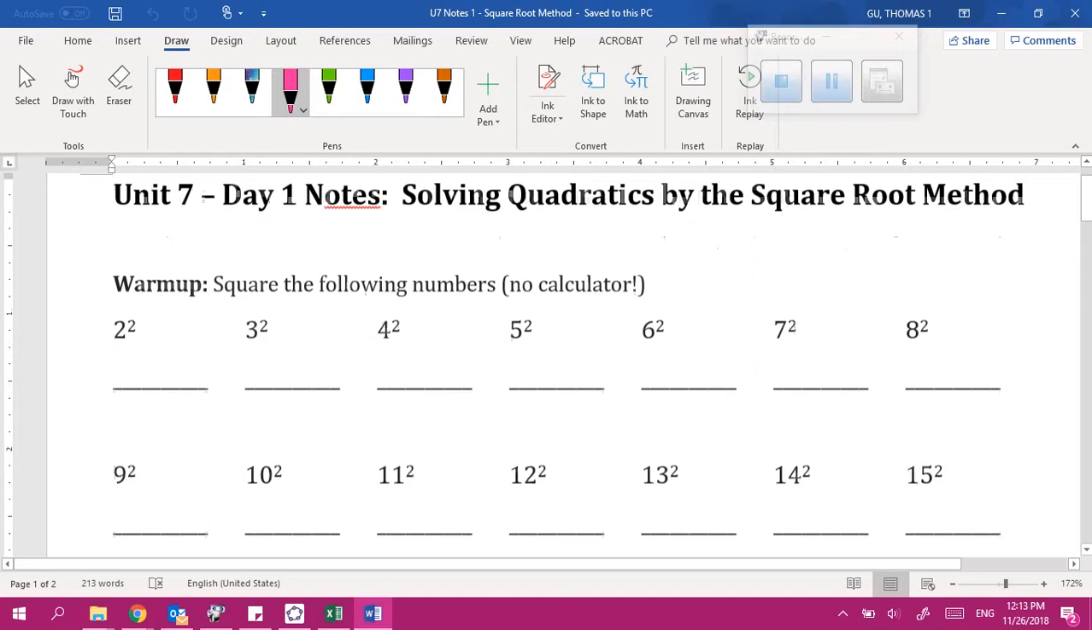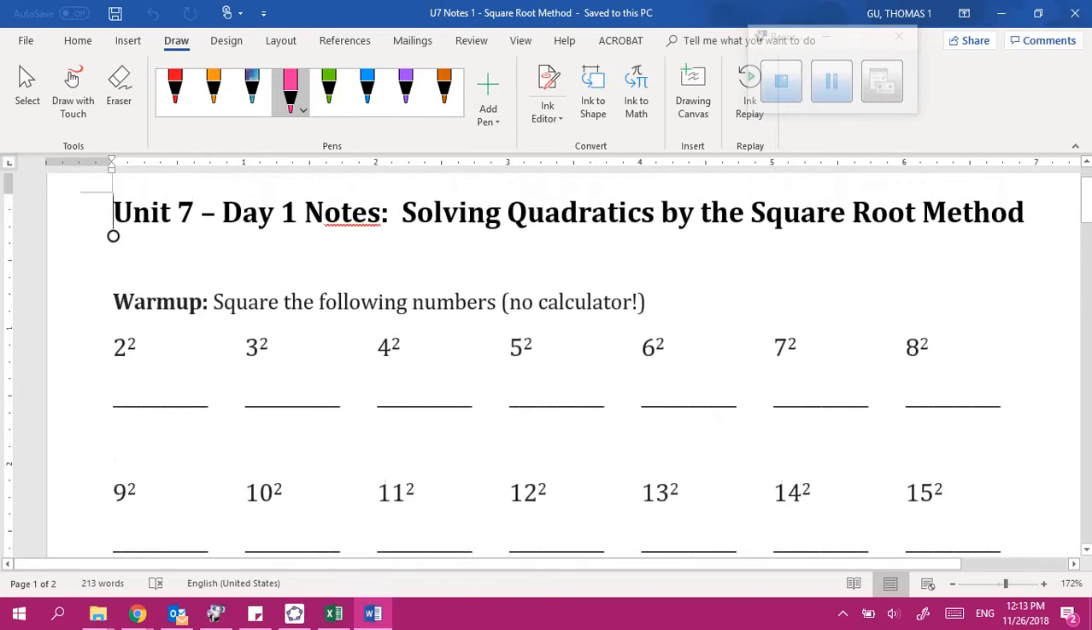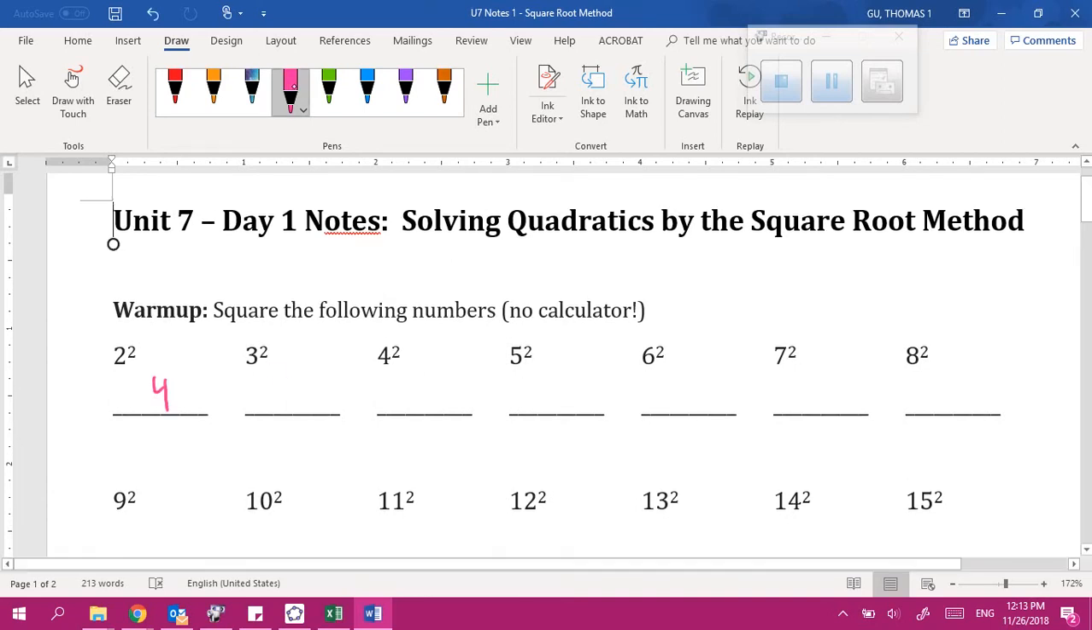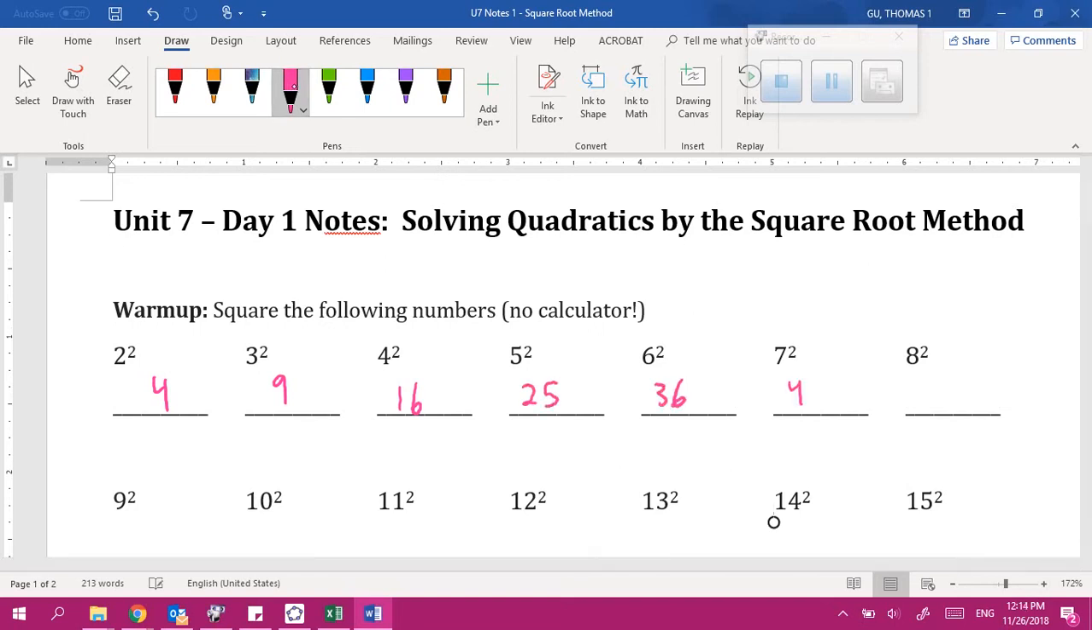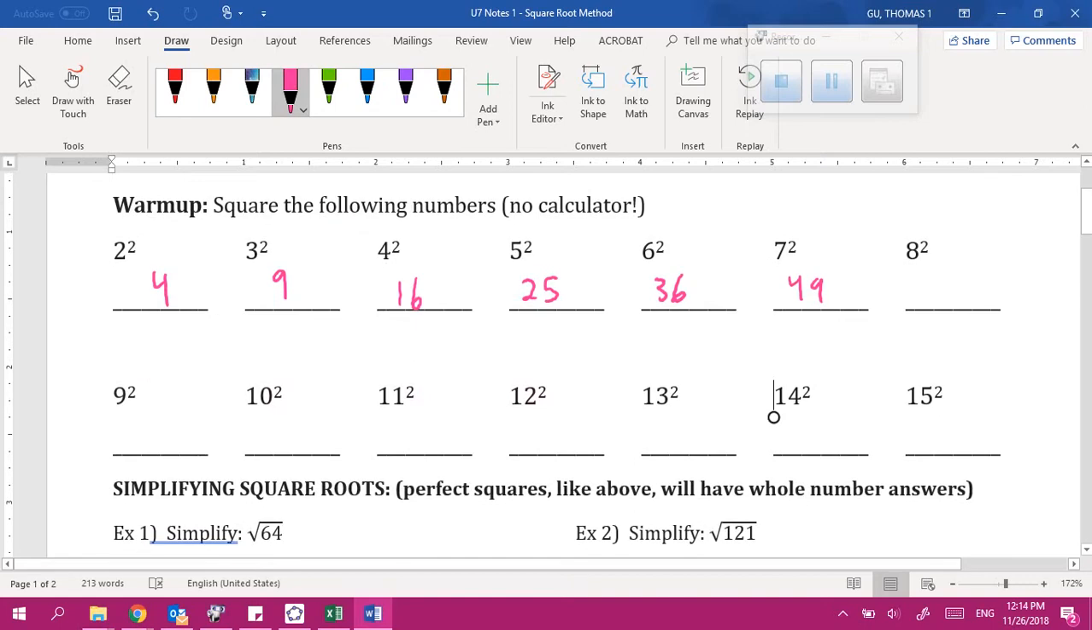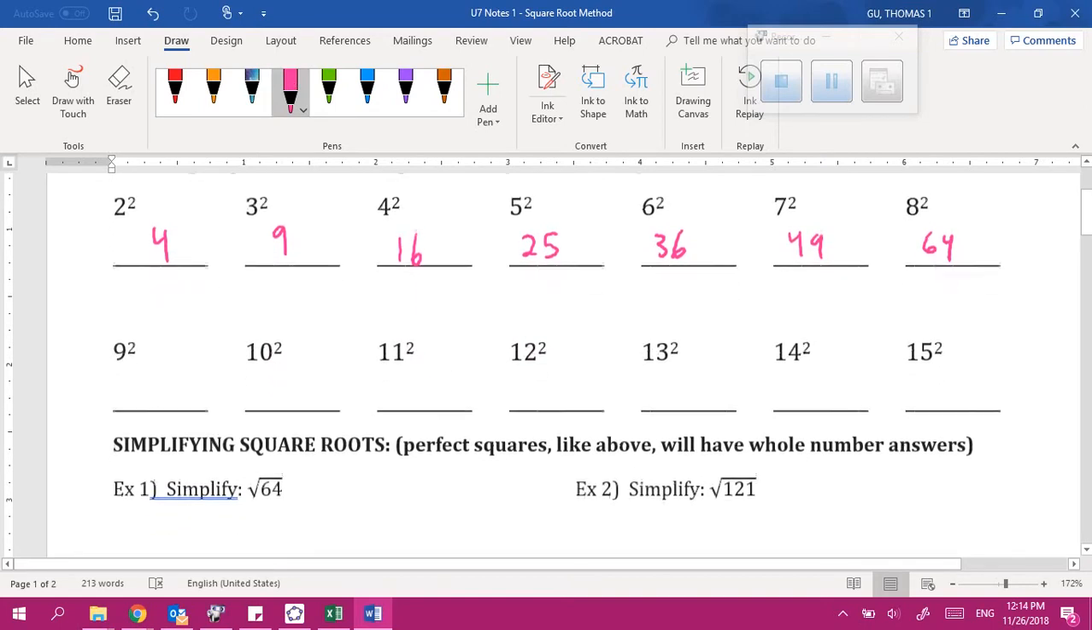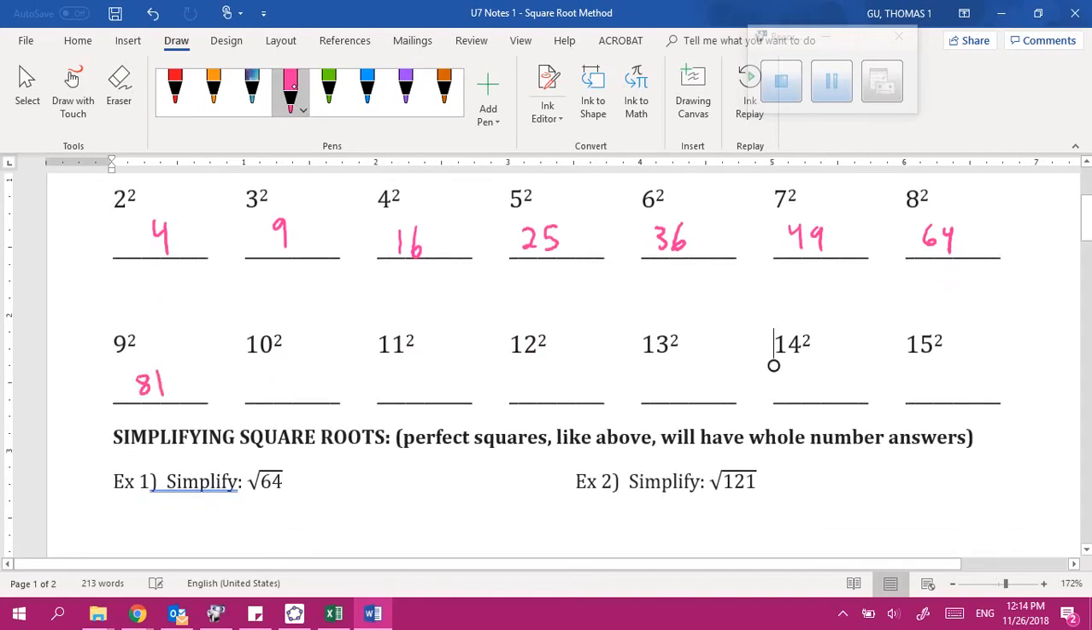Remember, when you're squaring a number, you're just multiplying that number by itself. So we have 2 times 2, which is 4. What is 3 times 3? 9. What is 4 times 4? 16. 5 times 5? 25. 6 times 6? 36. 7 times 7? 49. 8 times 8? 64. What about 9 times 9? 81. 10 times 10? 11 times 11? 12 times 12?